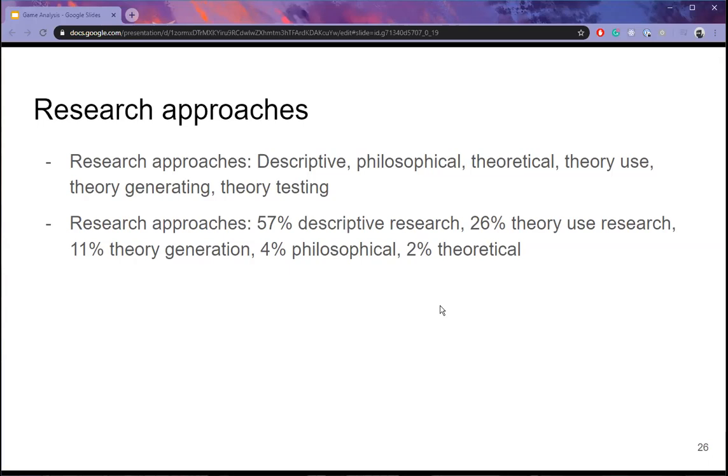Of the 252 papers, 57% of the articles used a descriptive research approach, 26% theory use, 11% theory generation, 5% philosophical, and 2% theoretical.